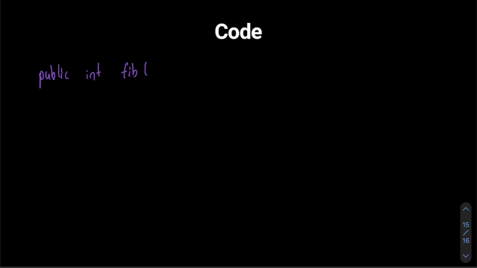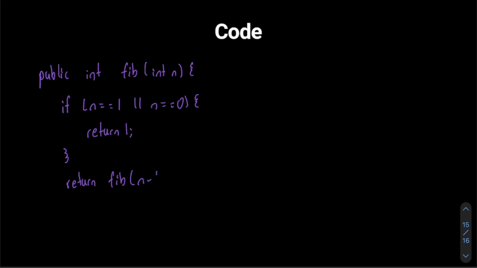I'm going to shorten this because I don't know how to spell. We can say int n. That's our starting parameter. And we can use our base case of if n is equal to 1 or n is equal to 0, we're going to simply return 1. All right? Else, you just want to return fib of n minus 1 plus fib of n minus 2. All right? So that's how you would solve this using recursion.